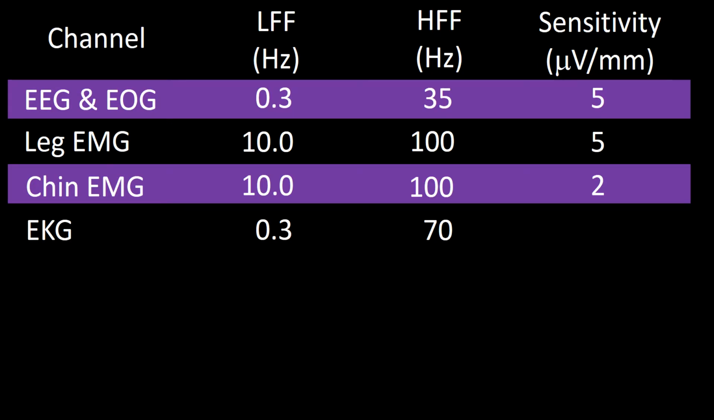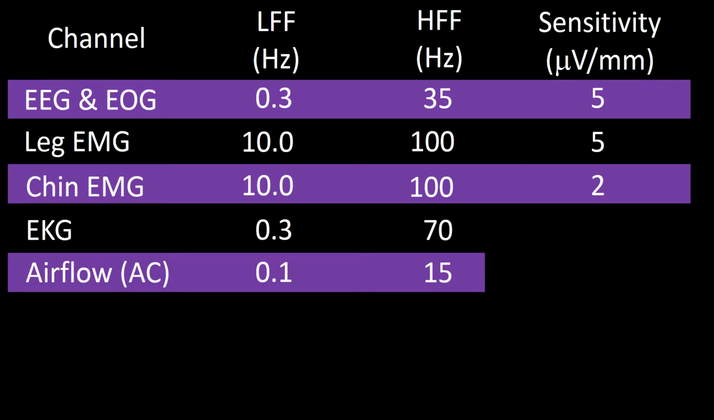EKG is recorded using a low frequency filter of 0.3 Hz and a high frequency filter of 70 Hz. Airflow is recorded using a low frequency filter of 0.1 Hz and a high frequency filter of 15 Hz. Chest and abdominal effort is monitored by using filters in the following range. The low frequency filter is set at 0.1 Hz and the high frequency filter at 15 Hz.